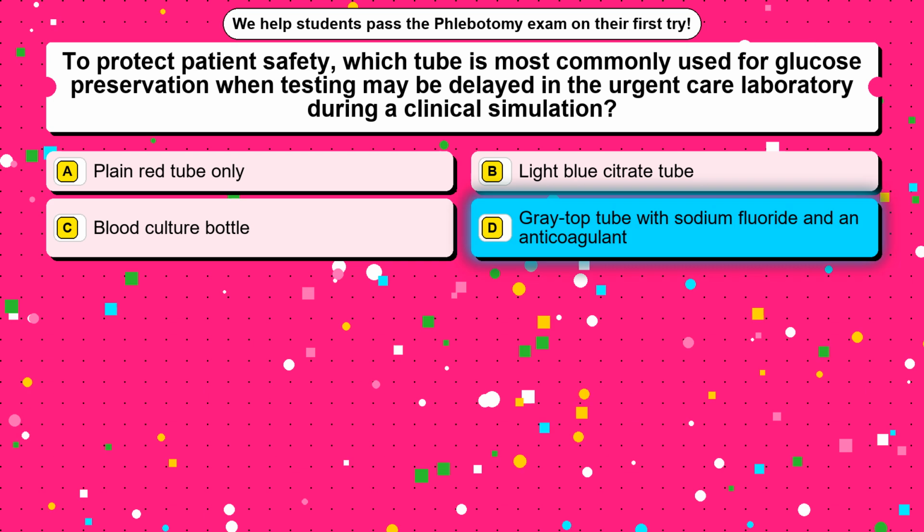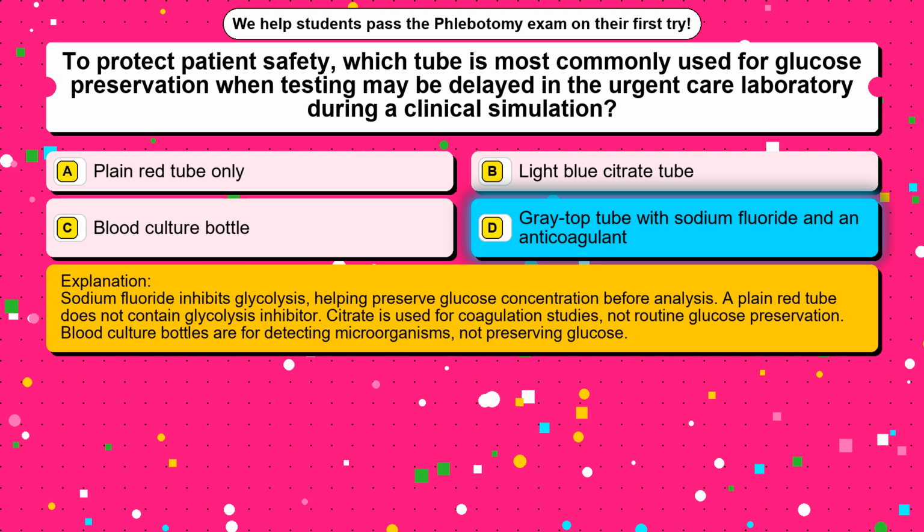The correct answer is option D, gray top tube with sodium fluoride and an anticoagulant. Sodium fluoride inhibits glycolysis, helping preserve glucose concentration before analysis. A plain red tube does not contain a glycolysis inhibitor. Citrate is used for coagulation studies, not routine glucose preservation. Blood culture bottles are for detecting microorganisms, not preserving glucose.